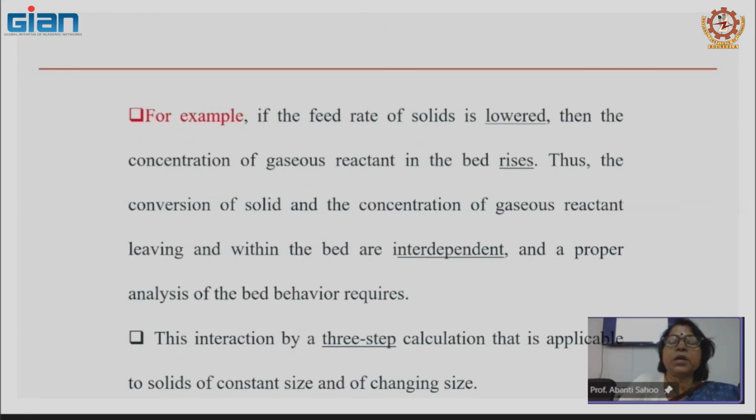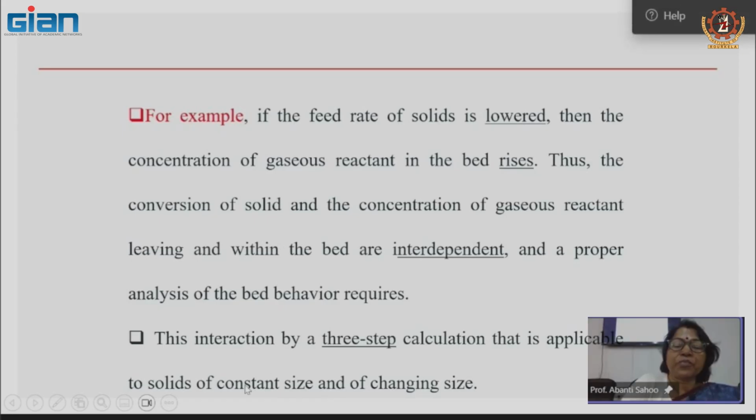For example, if the feed rate of the solid is low, the concentration of the gaseous reactant in the bed will naturally be higher, because if the amount of solid is less, the gaseous reactant will be more, and the thickness of the cloud layer will increase. So, the concentration of the gaseous reactant will be rising.